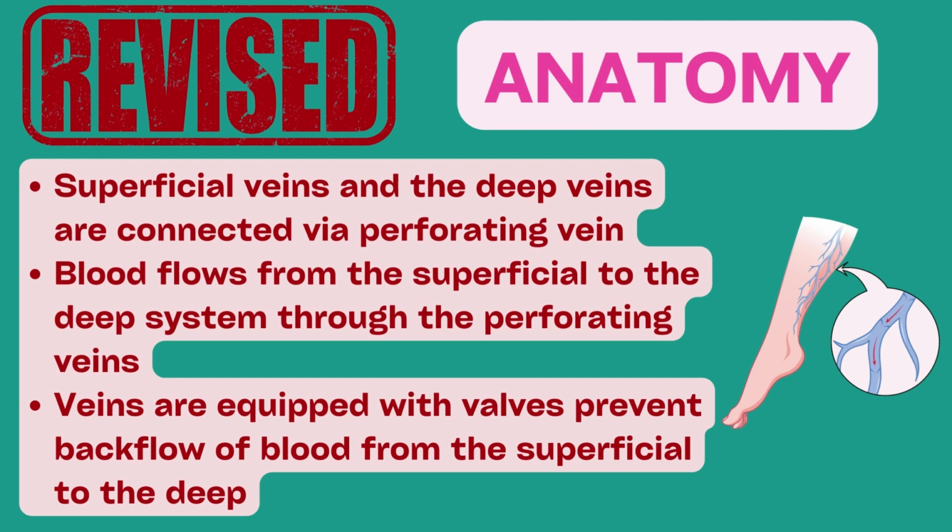Look at the image simultaneously with the video. If you observe the leg venous anatomy, veins which are close to the skin are known as the superficial veins and the veins away from the skin are the deep veins. The superficial vein and the deep veins are connected via perforating veins. Therefore, blood flows from the superficial to the deep system through the perforating veins. 85% to 90% of the venous return occurs in the deep system. And because these are veins, they are equipped with valves to prevent backflow of blood from the superficial to the deep. This is the normal anatomy. Understand this piece of information first.